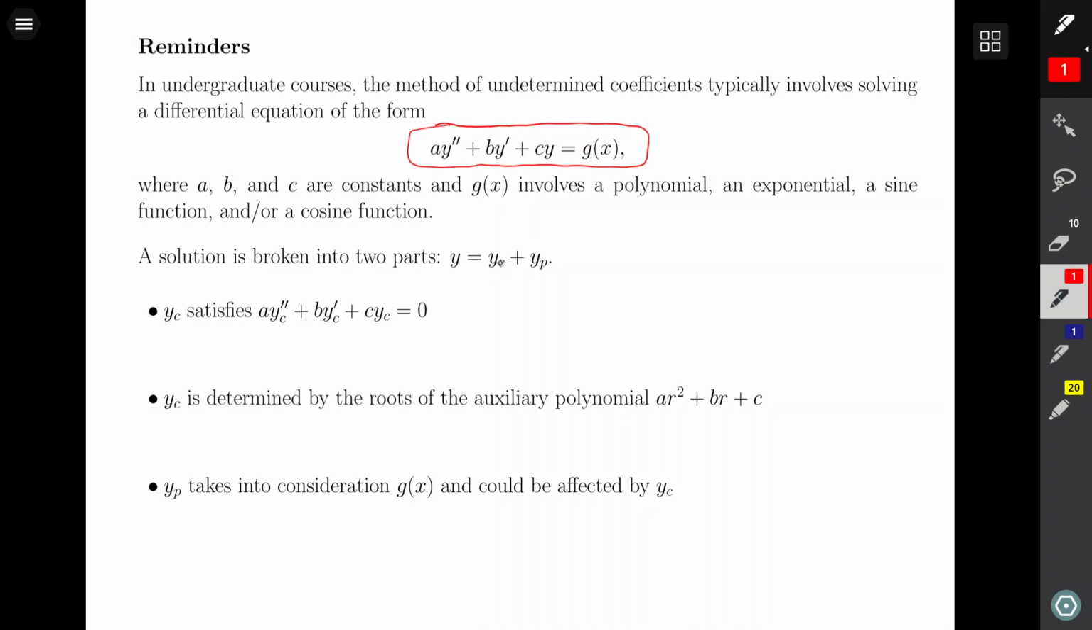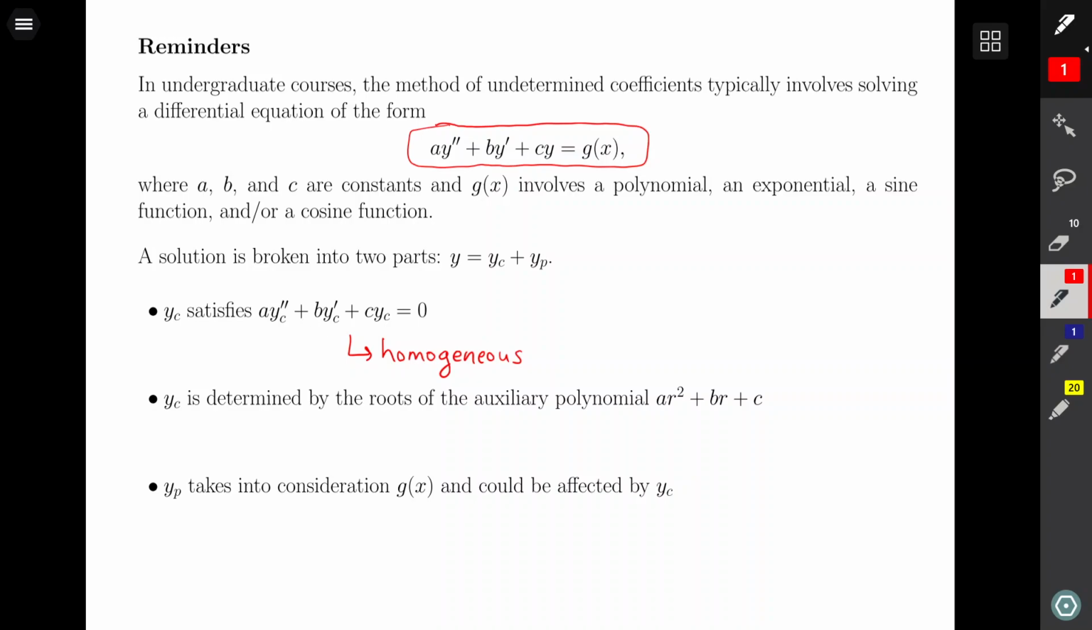The part labeled as yc, the notation doesn't really matter. Your book might call it yh. I think those are the two common ones. But the c typically stands for complementary, while the h stands for homogeneous. So this is a homogeneous equation because the right side is 0 and all the stuff on the left side involves y.